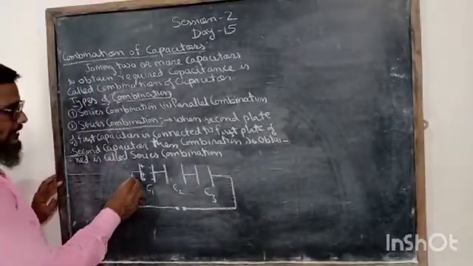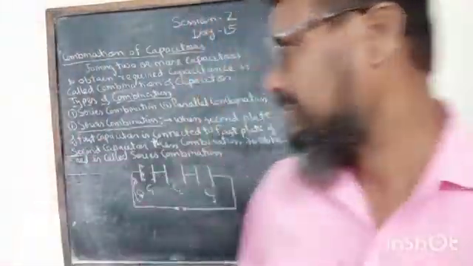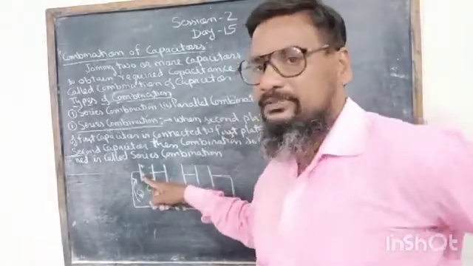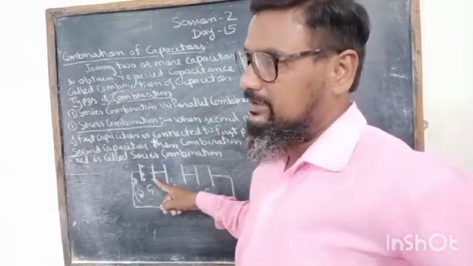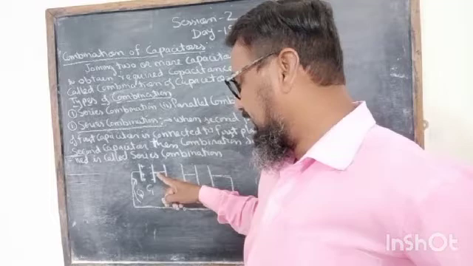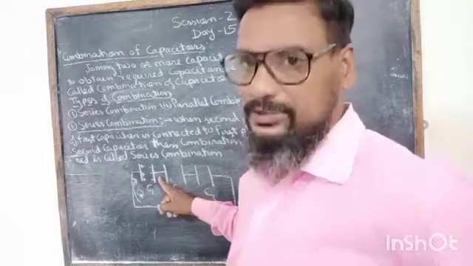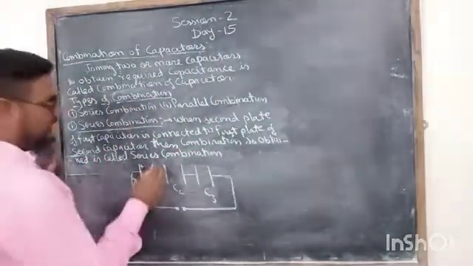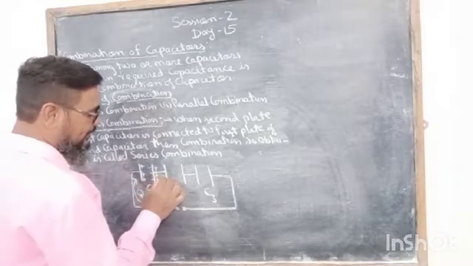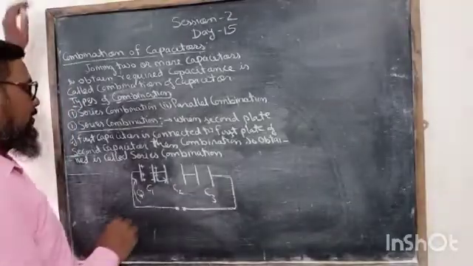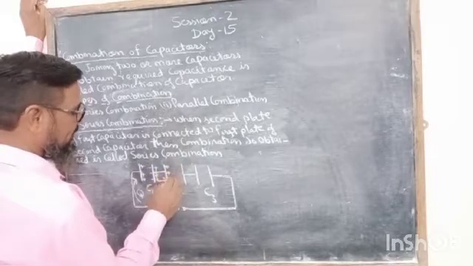That plus Q charge is supplied by the charge source to the capacitor with capacitance C1, and it is accumulated at the inner surface of the first plate. By the process of induction, the second plate gets minus Q charge at its inner surface and plus Q charge at its outer surface. This minus Q charge remains here, and this positive charge of the outer surface shifts to the first plate of the second capacitor, and it is accumulated at this place.